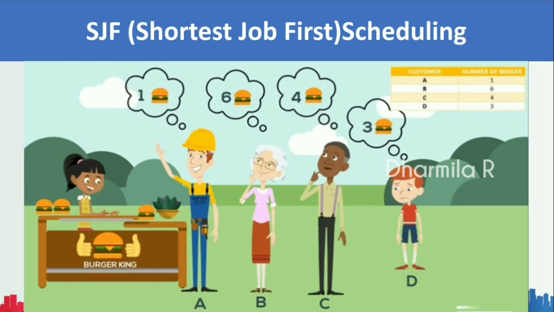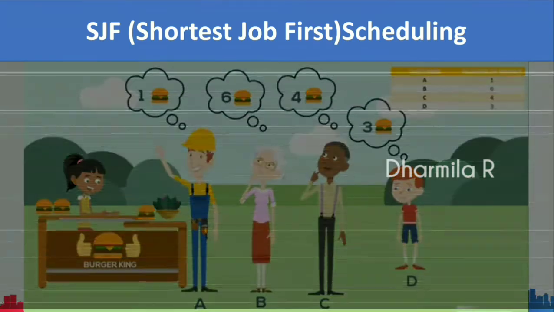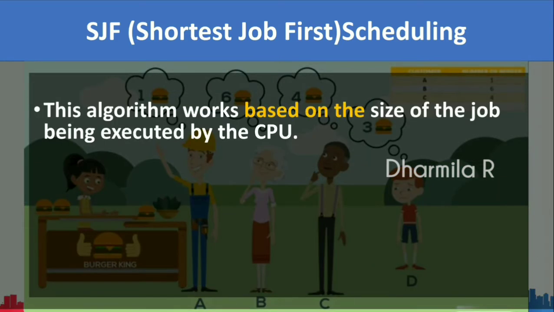So the minimum order will be considered first, and the large order should wait for a long time until they complete all the minimum orders. So here they satisfy lower to higher. That is why the name is shortest job first. So this is the real-time example. Technically, this algorithm works based on the size of the job being executed by the CPU.